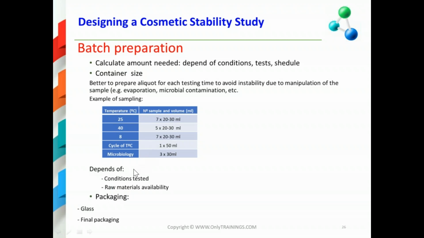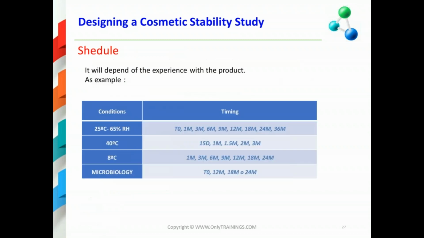Okay, so it will depend on the conditions tested and on the raw materials availability. Sometimes you have some limitation in the raw materials availability to prepare large batches. The packaging used in your stability test can be glass if you want to compare one product with the other in the best condition, so you will use the glass that has less interaction with the products. Or the final packaging: in the case of testing the shelf life of the products, you need to test your products in the final packaging.